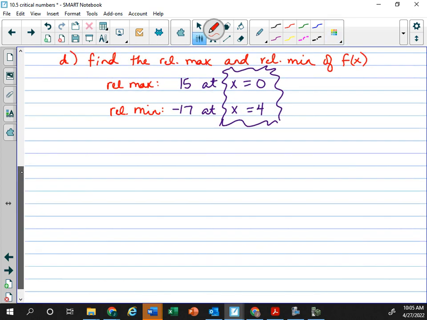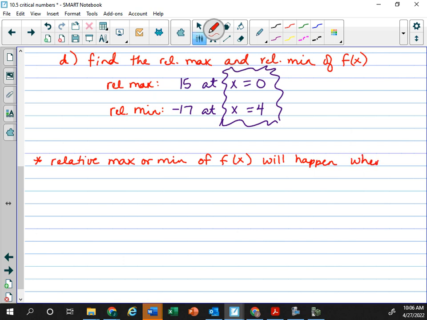So that's kind of an exploration for you guys. So the relative max or min of f of x, so of the original function, will happen where f prime of x equals 0 or is undefined.